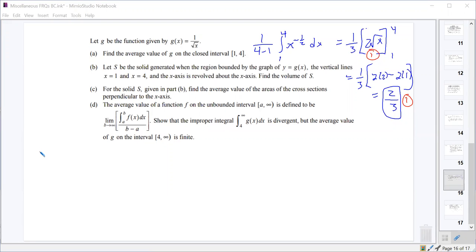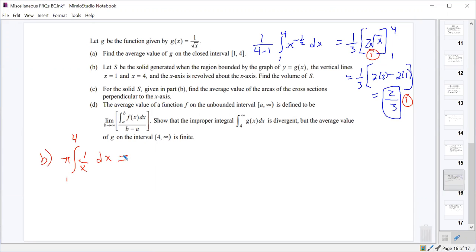All right, part B says S is the solid generated when you take that region between g of x, x equals 1, x equals 4, and the x-axis, and take it around the x-axis and revolve it. So that should just be pi. And since that region is fully pushed up against the x-axis, it's just disks. So pi times the integral from 1 to 4 of the radius, which is just the function squared, and 1 over root x squared is 1 over x.